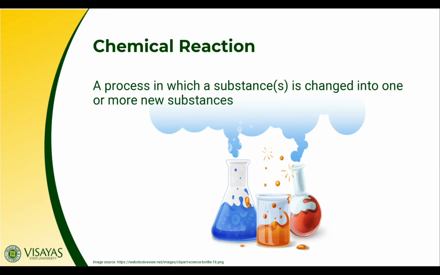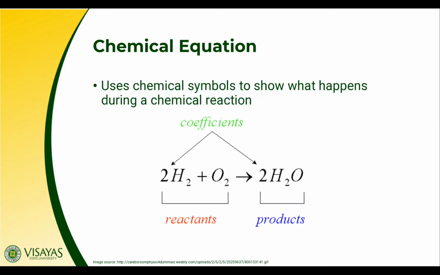So what is a chemical reaction? It is a process in which substances are changed into new substances. So there is chemical change. New substances are formed. The chemical composition of a substance is changed into another. So new substances are formed in a chemical reaction.